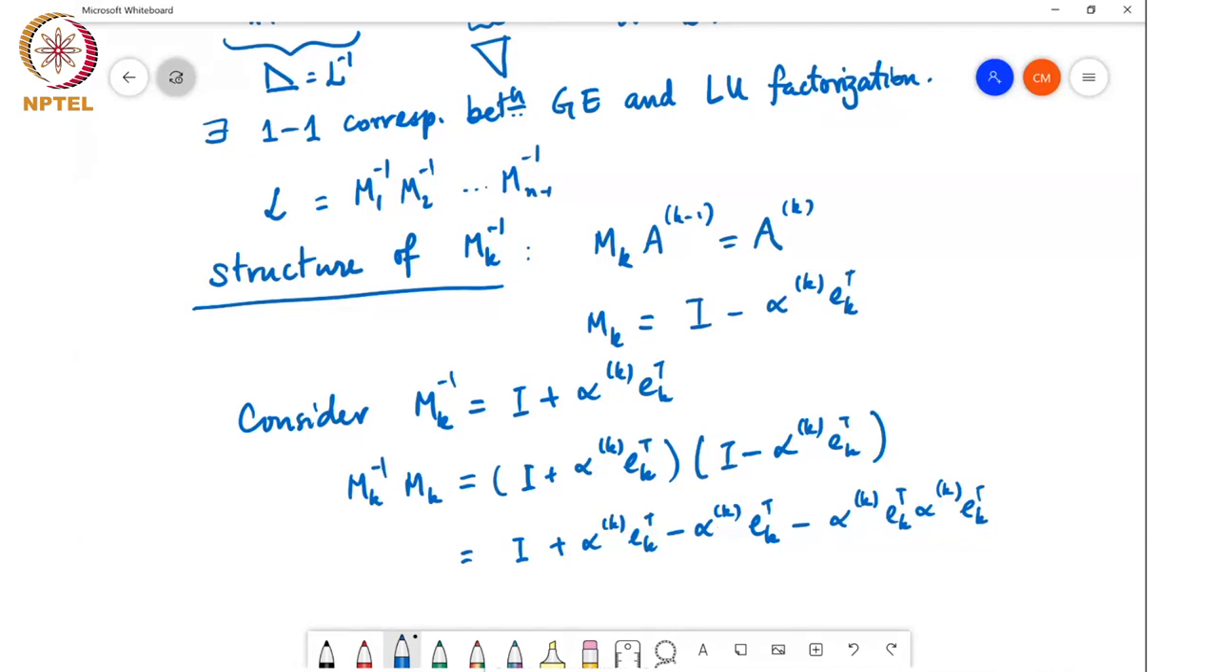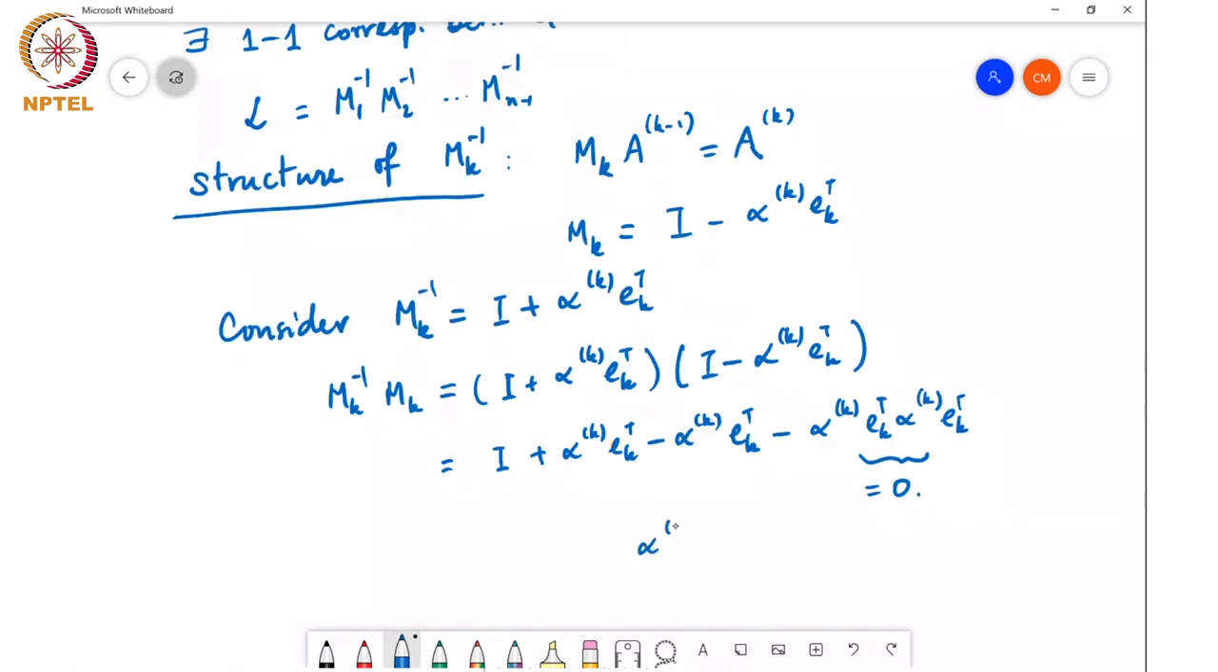Now, this e_k transpose alpha_k is actually the inner product between the vector e_k and the vector alpha_k. So I claim that this is equal to zero. Why is that true? Because the matrix is constructed in such a way. Alpha_k has non-zero entries only in positions k plus 1 through n. Only those entries of alpha_k are non-zero, whereas e_k has a 1 only in the kth position.